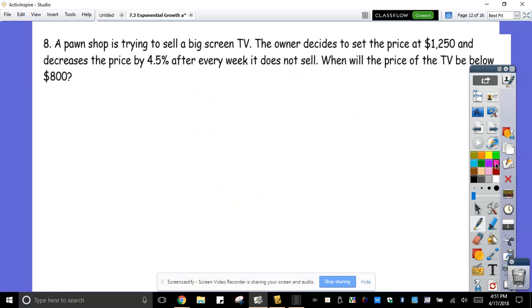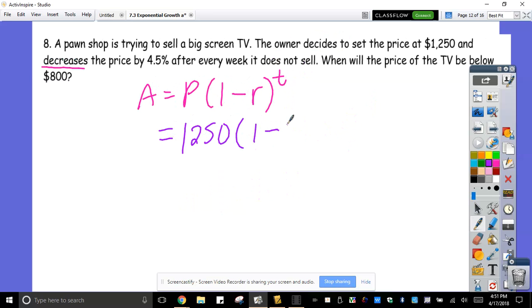So here, you're still gonna use the calculator. You have to find the intersection of the two equations. Wherein, what are the equations first? A equals P(1 minus r)^t. Since it's decreasing the price, you know it's going to be a decay rate based on the time. So here, the initial amount will be 1250, 1 minus the rate, which is 0.045, the decimal value of 4.5%. And the time here would be the one you're looking for, right?